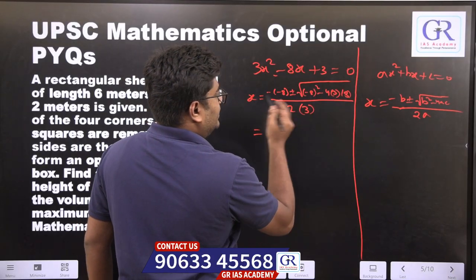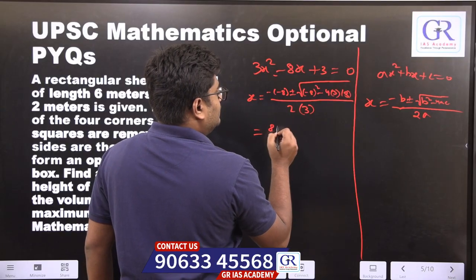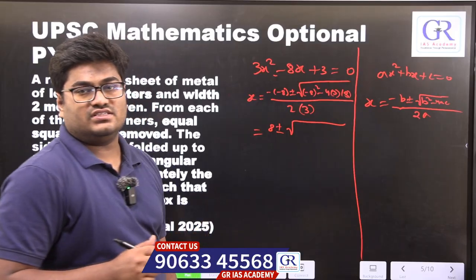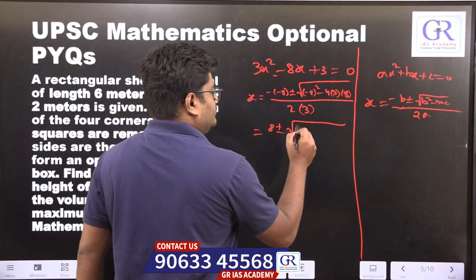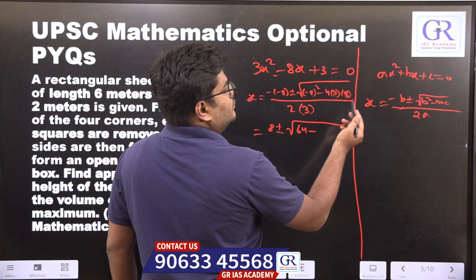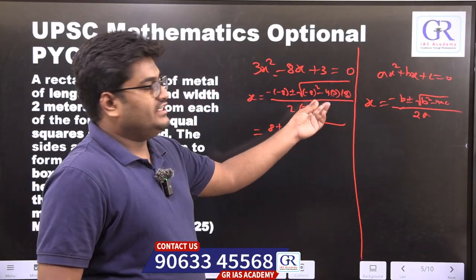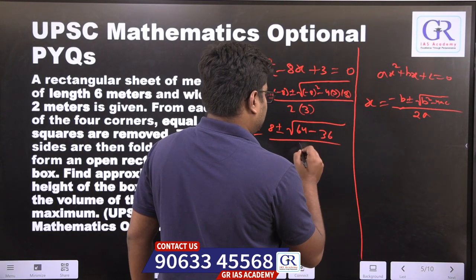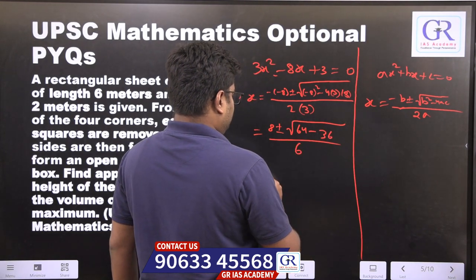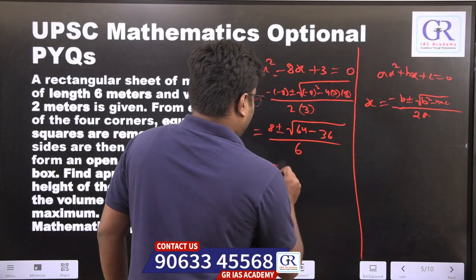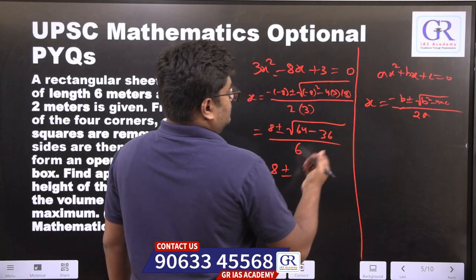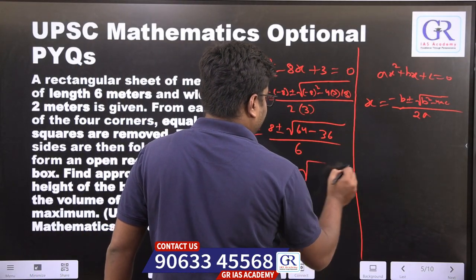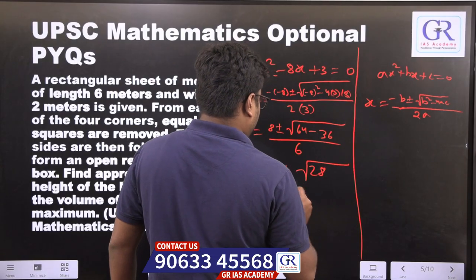So let's calculate this. Negative into negative is positive. So 8 plus or minus square root of 8 square, negative 8 square is 64, minus 4 into 3 into 3. 3 into 3 is 9, 4 into 9 is 36. So 36 by 6. So we have 8 plus or minus 64 minus 36 is 28. Right. Square root of 28 by 6.